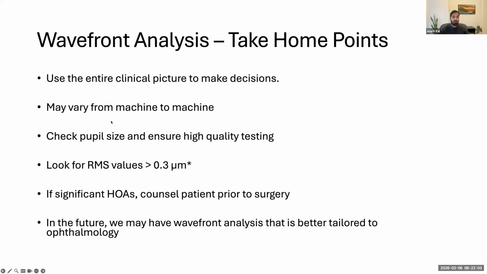In general, you can look for RMS values greater than 0.3, but again, we can see that this isn't always foolproof. And if there are significant higher order aberrations, counsel this patient prior to surgery, and maybe they're not the best candidate for a multifocal or an EDOF lens. And in the future, hopefully, we may have wavefront analysis that is better tailored to ophthalmology, that does a better job at differentiating between lower order aberrations and higher order aberrations.